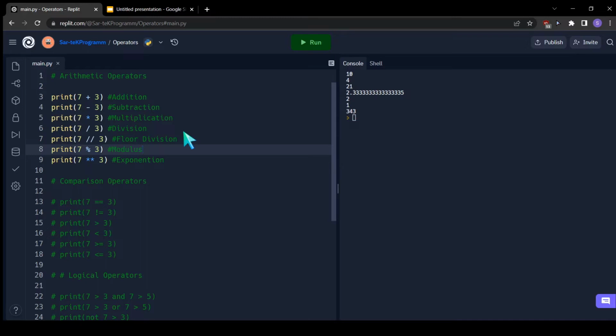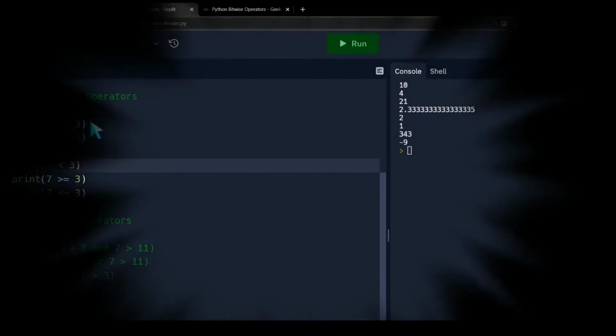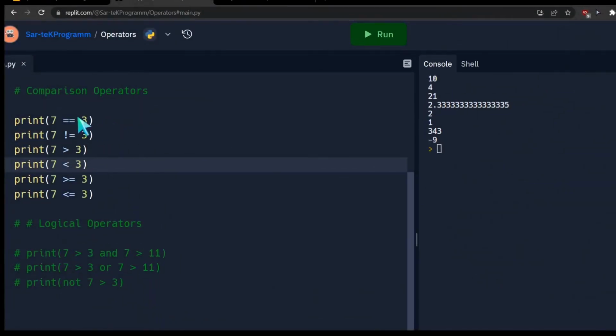Now let's look at comparison operators. So these are the comparison operators in Python. We have equals to, not equals, greater than, less than, greater than or equal to, and less than or equal to. Now let's see these operators in action. So in the first line we have 7 equals to 3. Since this is not true, it will evaluate to false. I will first run this. So see, 7 is equals to 3. Since this is not true, we've got false here.